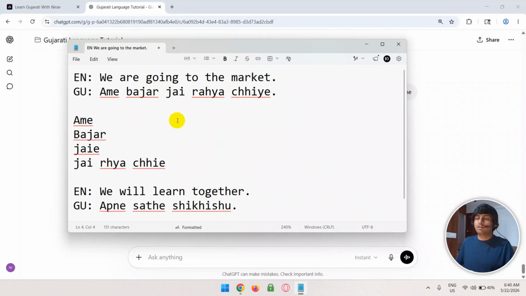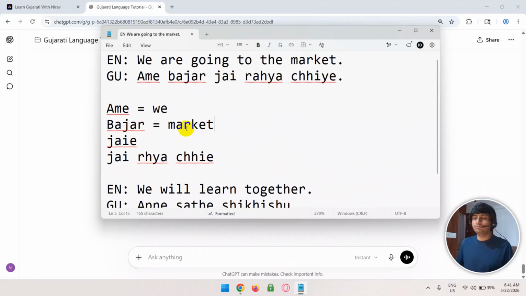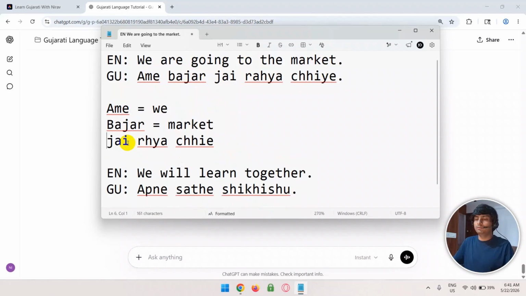Okay, so here for we in Gujarati we say અમે. Okay, bazaar. For market in Gujarati we use bazaar. And જઈ રહ્યા છીએ means we are going. So this is again a particular way to complete this sentence, જઈ રહ્યા છીએ. Let me remove this. જઈ રહ્યા છીએ means going.